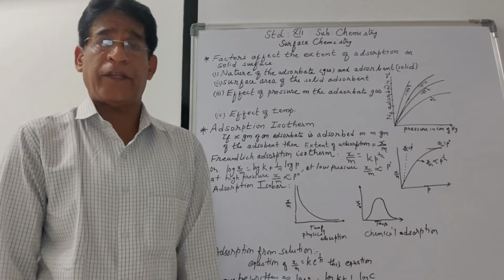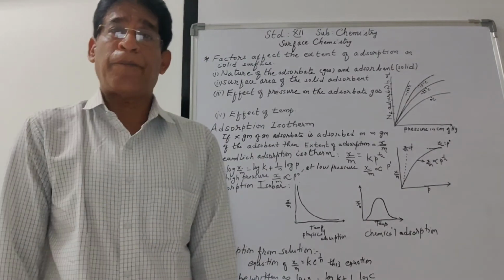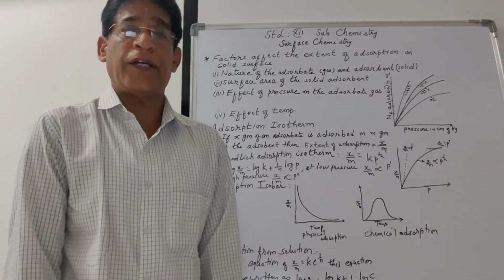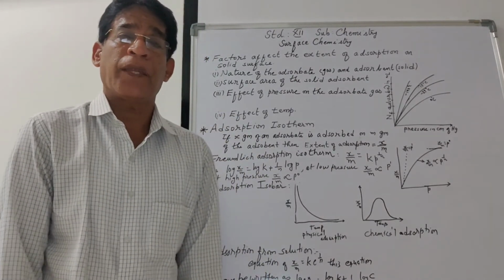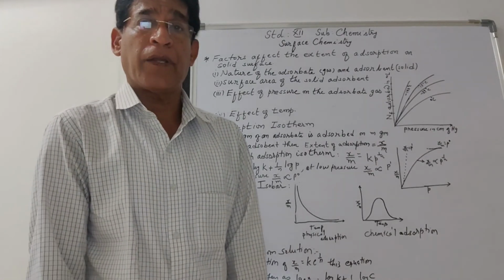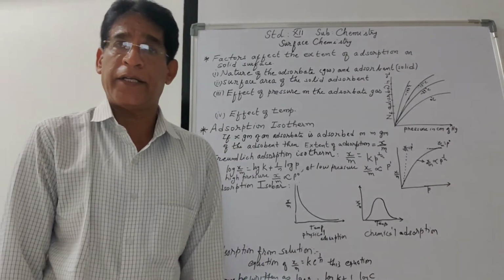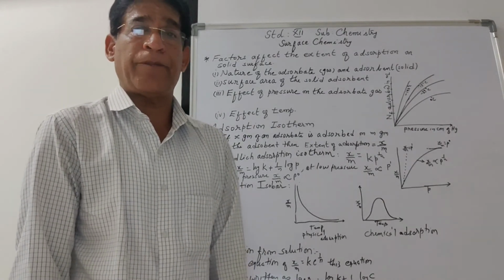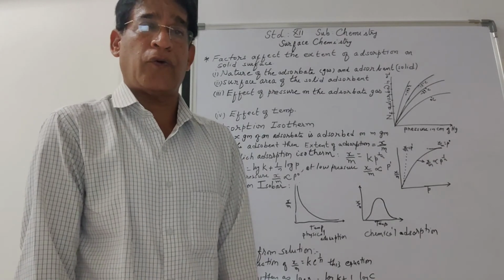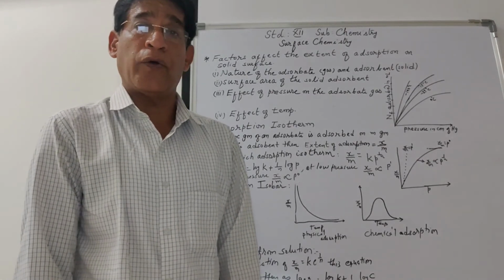Now, sixth application, separation of inert gases. Due to the difference in degree of adsorption of gases by charcoal, a mixture of inert gases can be separated by adsorption on coconut charcoal at different low temperatures.